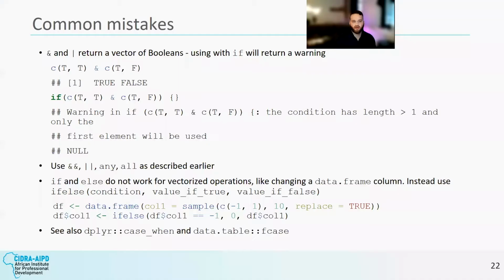So a common mistake then is to use the single operators inside an if statement. And as we saw before, what will happen there is we'll get a vector of Booleans, and then we'll get the warning that the condition is greater than length 1 and only the first element will be used. So to avoid that mistake, just remember that if you're using these inside an if statement, you want to use the double operators or functions like any and all because they return only a single value.